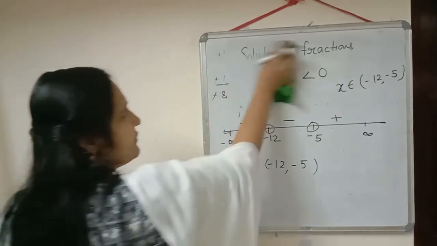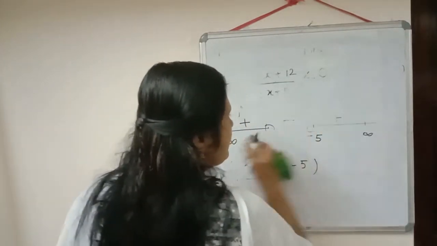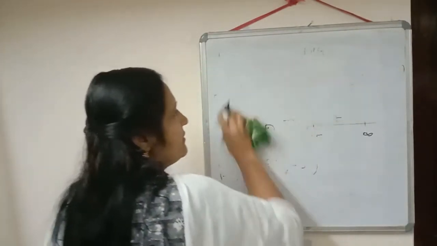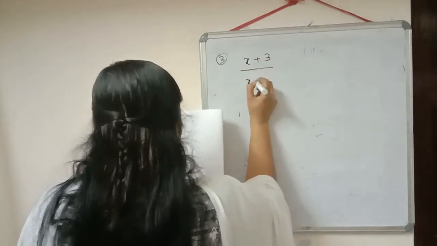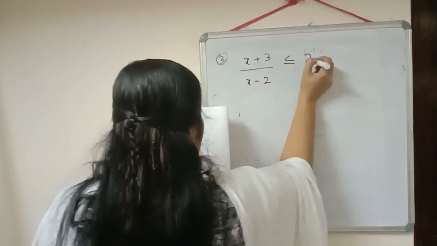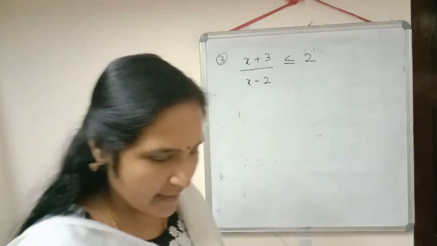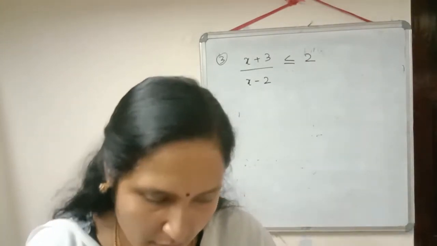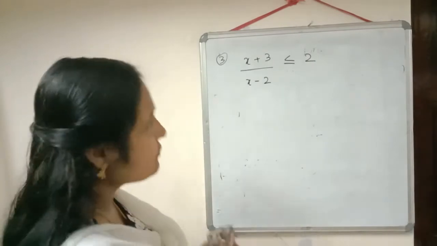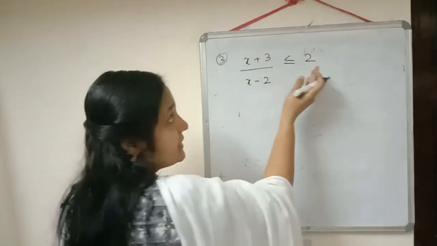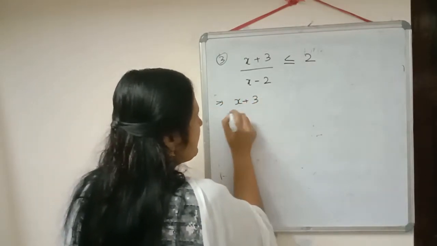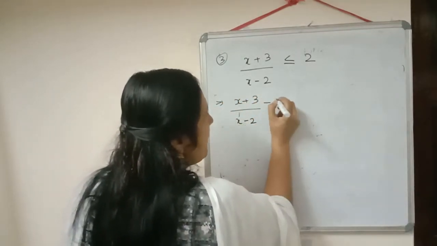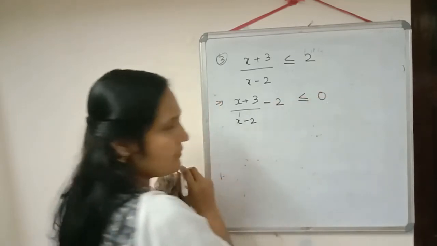Okay. Now all of you write down the third question. Third question is (x + 3)/(x - 2) less than or equal to 2. Again, what we will do here, first we will shift that 2 to the left hand side. Then it will come (x + 3)/(x - 2) - 2 less than or equal to 0.